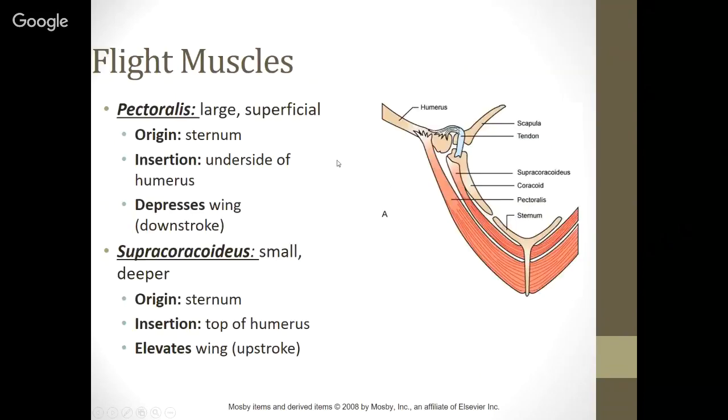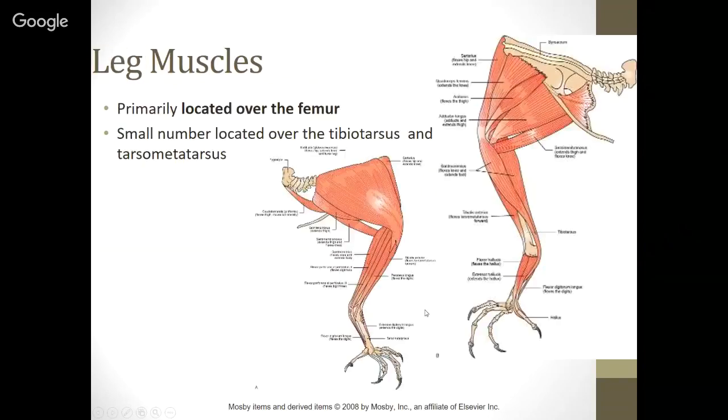The pectoralis, which is a large superficial flight muscle, has its origin on the sternum, and its insertion is the underside of the humerus. It depresses the wing, so you get your downstroke by flexing your pectorals. The supracoracoideus, which is a small and deeper muscle, has its origin on the sternum, but its insertion is on the top of the humerus. So when it contracts, it brings the wing up. That's the upstroke. So pectoralis is the downstroke, supracoracoideus is the upstroke.